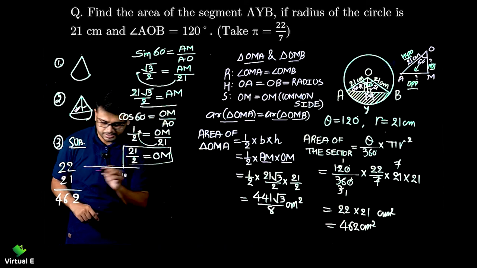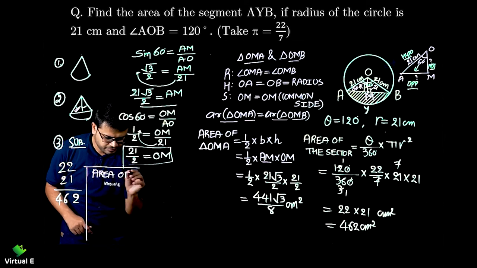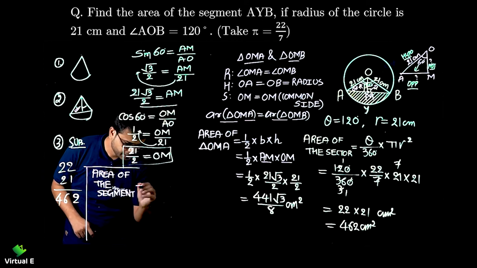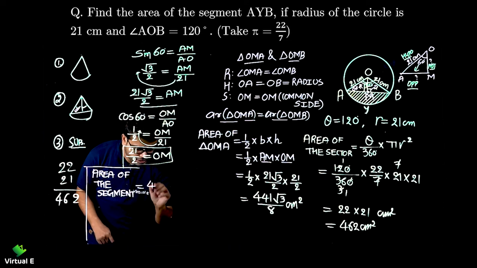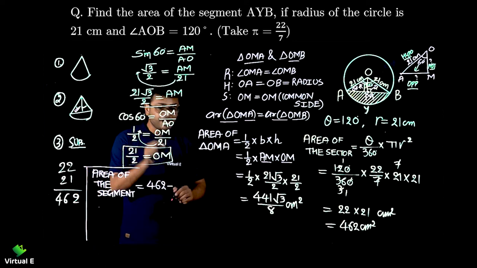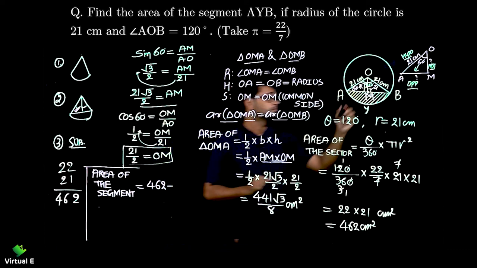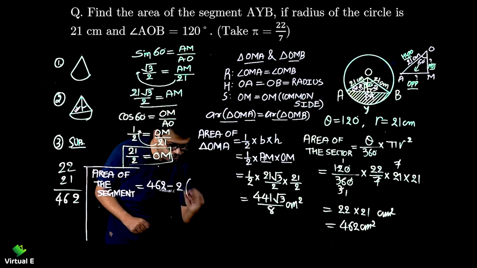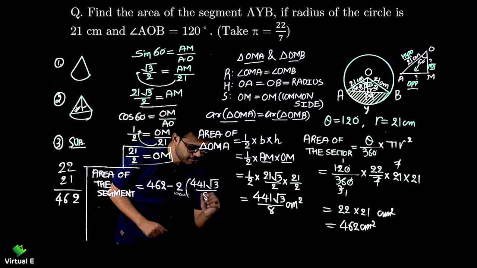Area of this segment is equal to, what will I write? Total. First of all, I need to take the whole sector, which is 462. Okay, 462 minus, how many times will I take the area of this triangle? 2 times, because there are two triangles, first and second. So 2 multiplied by 441 root 3 divided by 8.